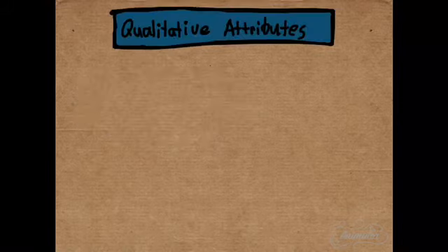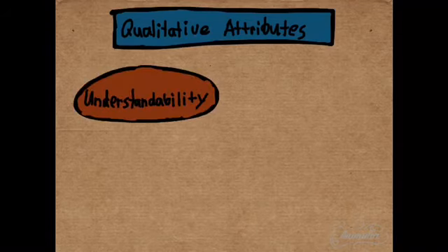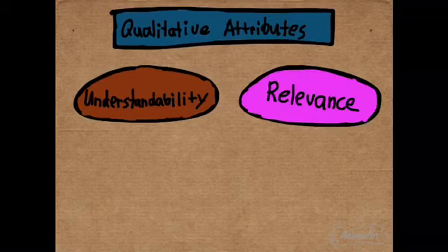So what are the qualitative attributes of financial information? First, the information must be understandable to the users so they could make their economic decisions. Also, it must be able to change their minds, their decisions, and that's what makes your information relevant.